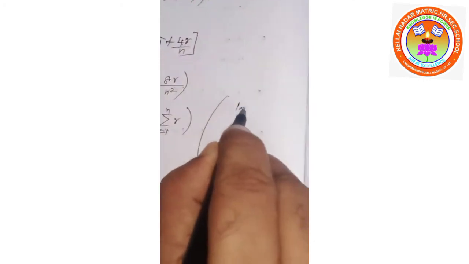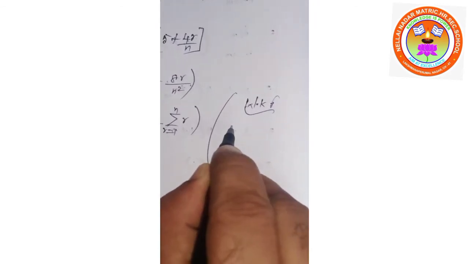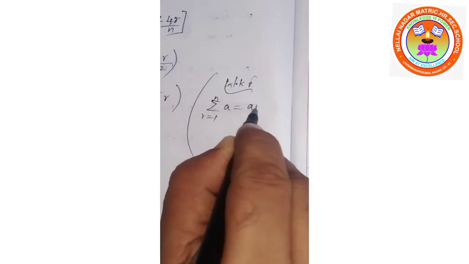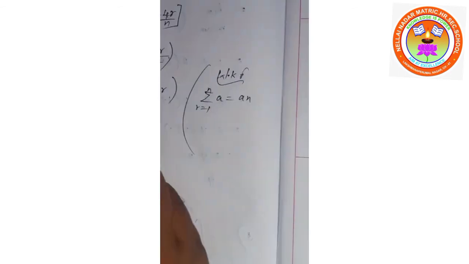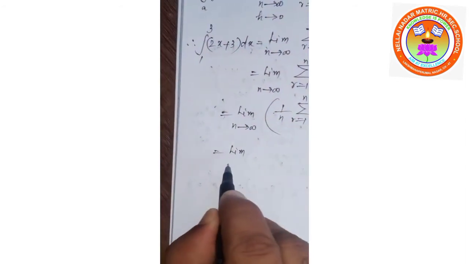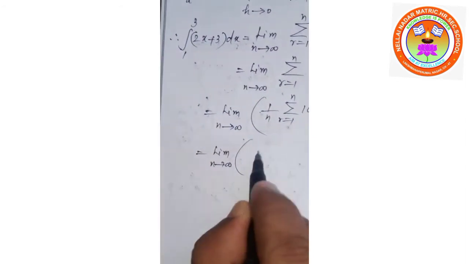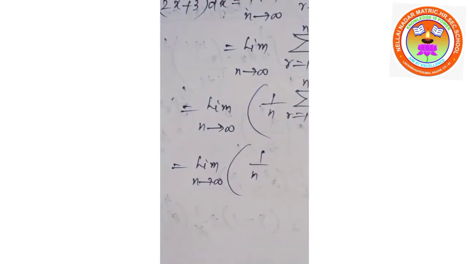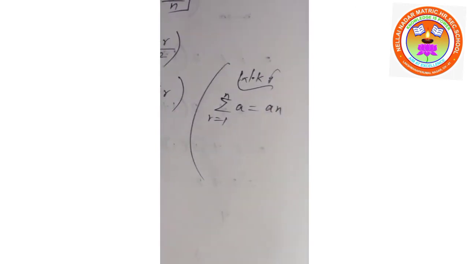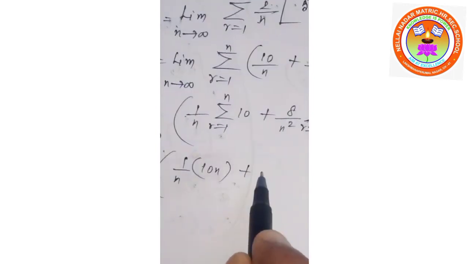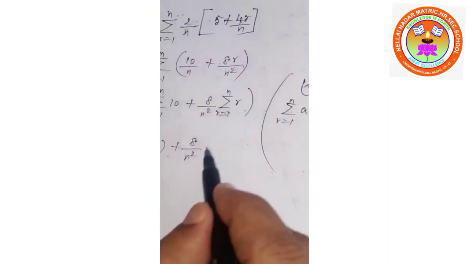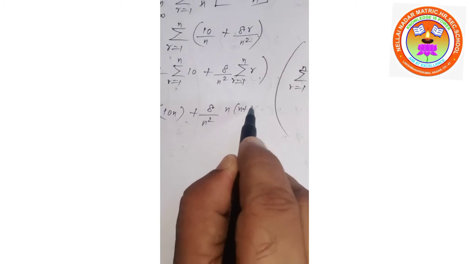We know that sigma r equals 1 to n of a is equal to a n. Here a refers to a constant. Here what is the value of a? 10. So limit n tends to infinity, write 1 by n as it is. According to this result, a value is 10, therefore you write 10n, plus 8 by n squared. You know the result for sigma r equals 1 to n of r, you can directly write n into n plus 1 by 2.